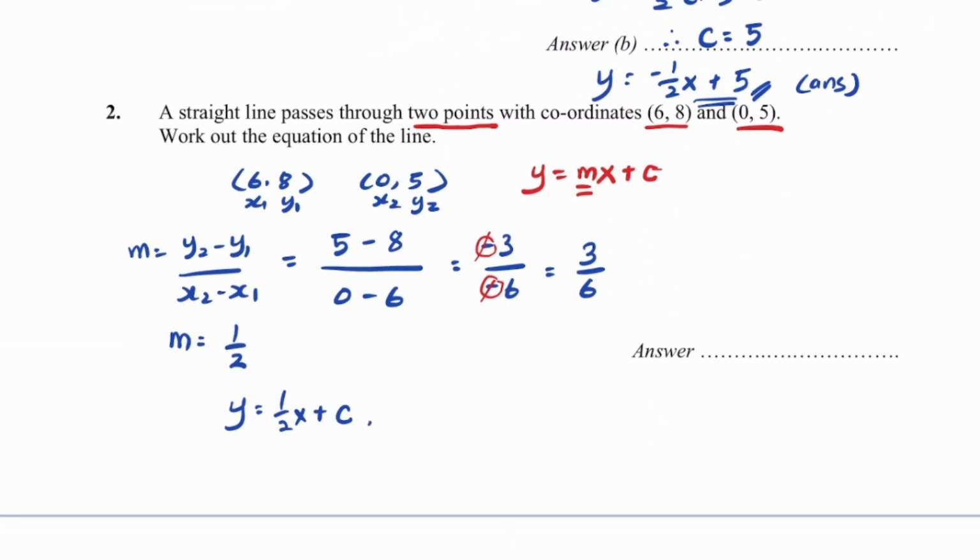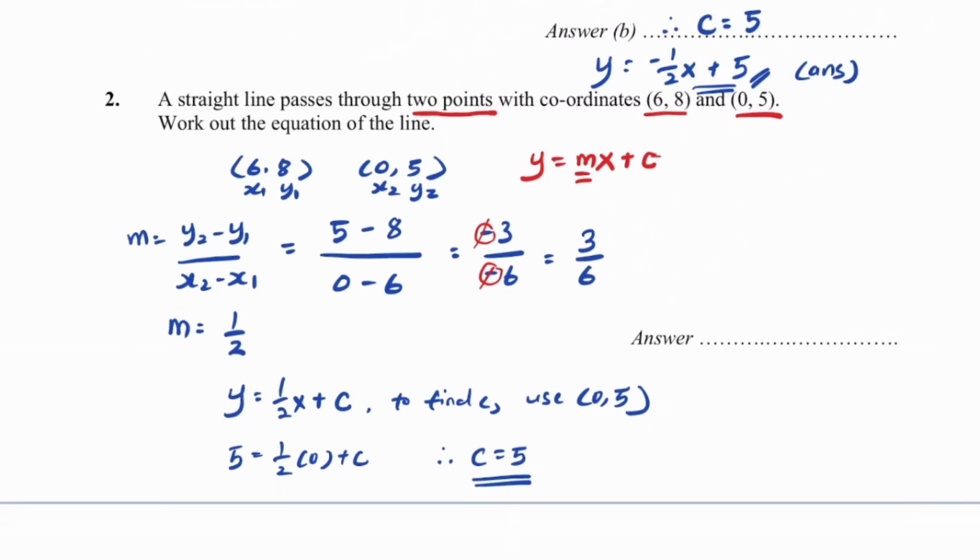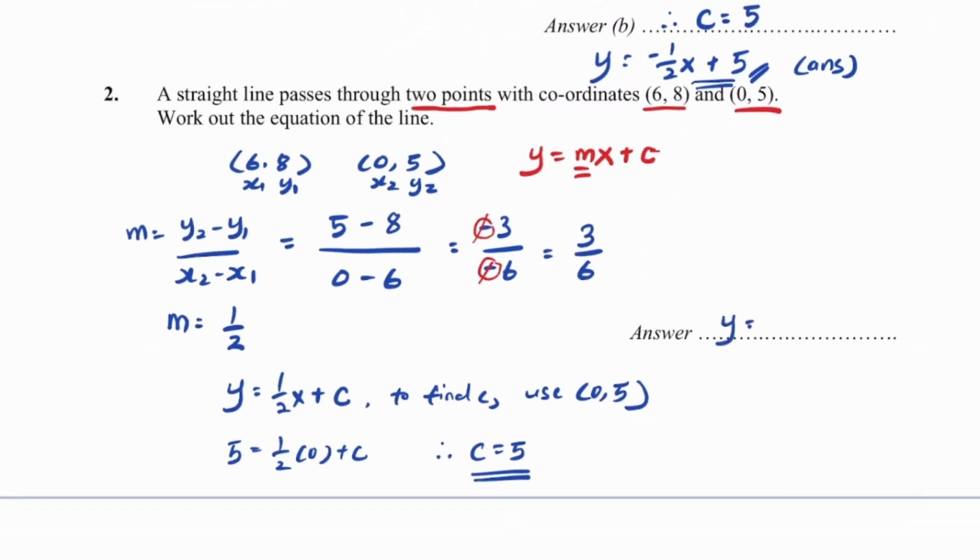Then to find c, use (0, 5). Put in the values: 5 = 1/2 (0) + c. Therefore, c is equal to 5. So the final equation should be y. See, I shouldn't draw the double line there. So y = 1/2 x + 5. This is your final equation, which is the equation of the line that we're looking for.